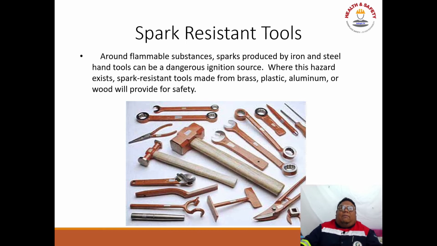Okay, around flammable substances, sparks are produced by iron and steel. Hand tools can be a dangerous ignition source where this hazard exists. Spark resistant tools are made from brass. Okay, take note, guys. Spark resistant tools are made up of brass, plastic, aluminum, and wood, and will be provided for safety. Take note, guys. The three factors: brass, plastic, aluminum, and wood. Because a common interview question in oil and gas, guys, is this one.